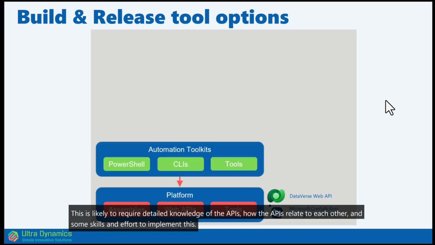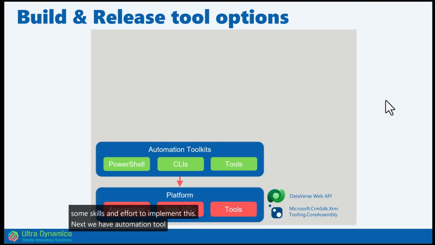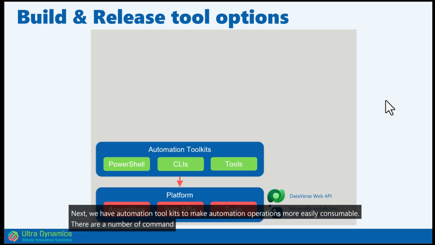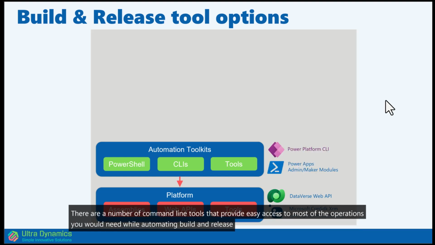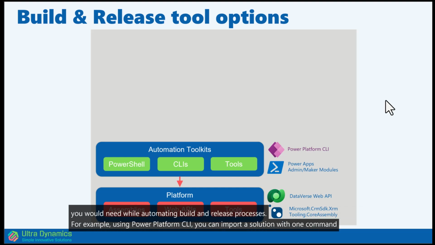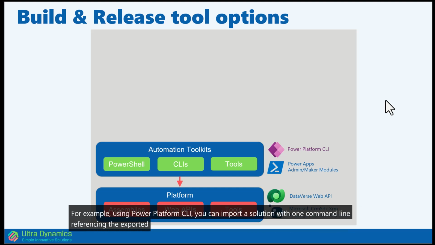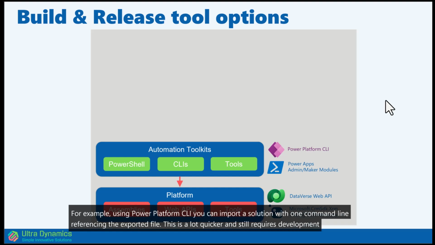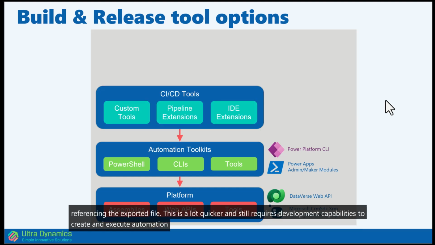Next, we have automation toolkits. To make automation operations more easily consumable, there are a number of command line tools that provide easy access to most of the operations you would need while automating build and release processes. For example, using Power Platform CLI, you can import a solution with one command line referencing the exported file. This is a lot quicker and still requires development capabilities to create and execute automation scripts.